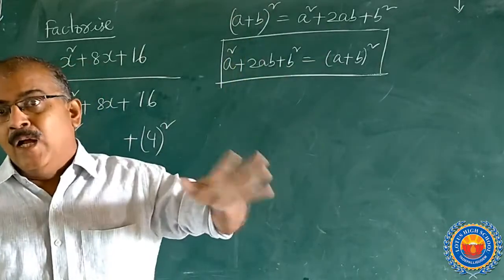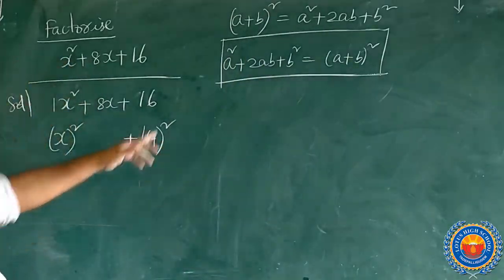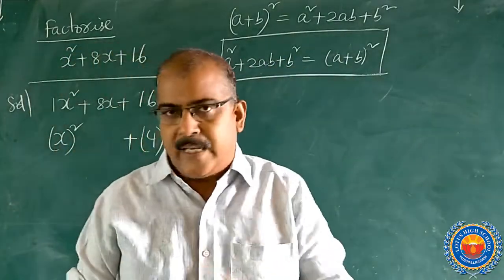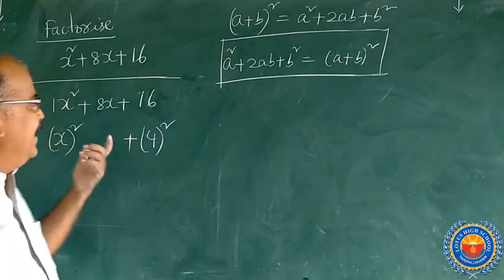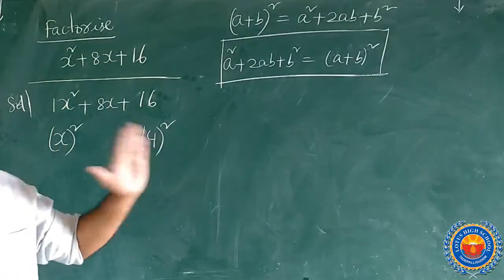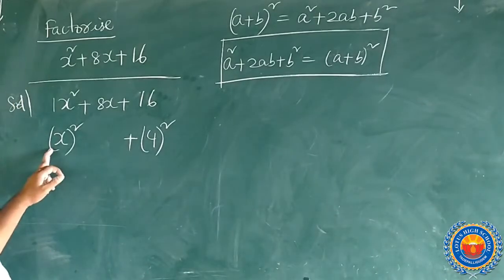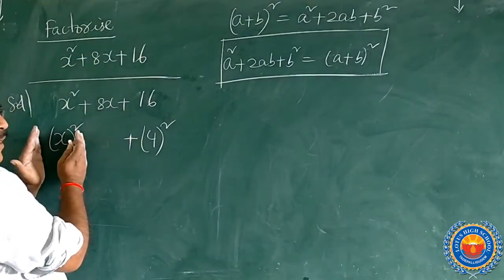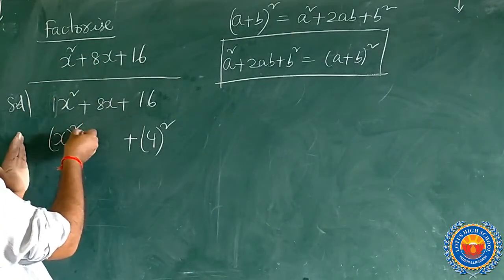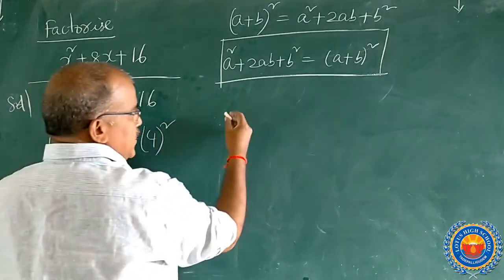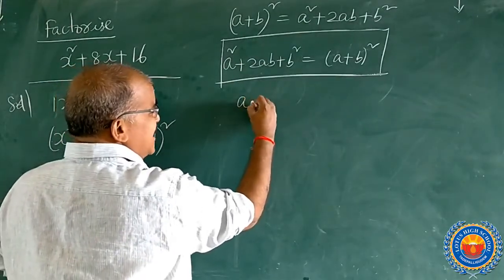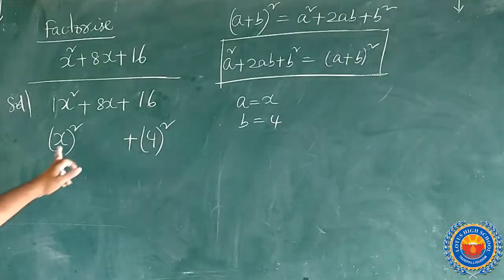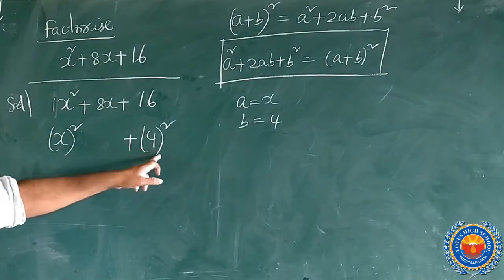We can do it in another method also. Now we can do it by using the concept A square plus 2AB plus B square is equal to A plus B whole square. First of all, find out whether the given numbers A and B are perfect squares. Here A is x square, which is a perfect square. Why? Because 1 square into x square, no problem. So A is equal to x, B is equal to 4. First you have to check: yes, both are perfect squares.